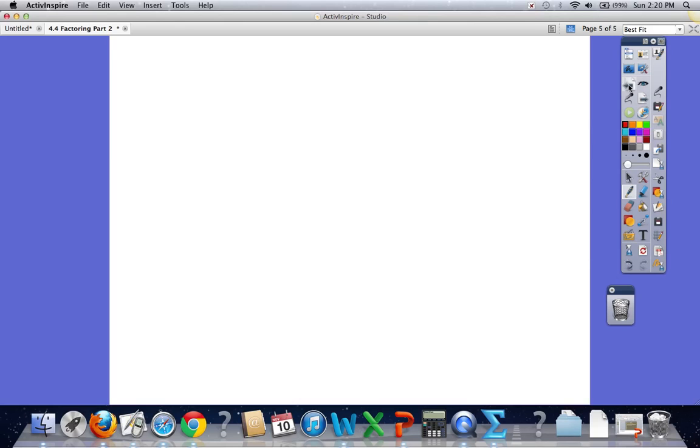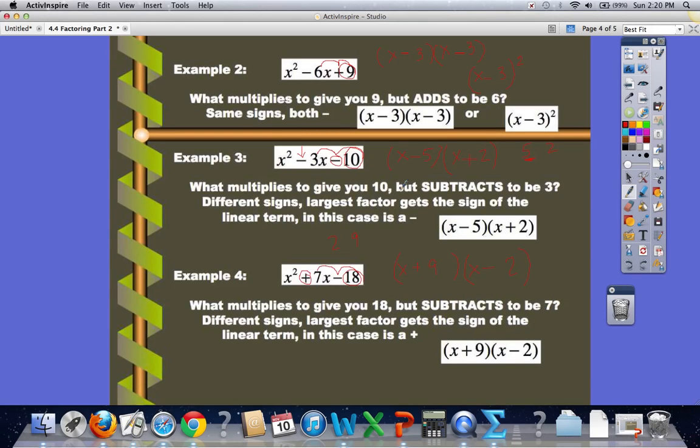And that's it for this section. Very, very simple. I'm going to give you lots of practice on these. Just remember, it's the signs that make the biggest difference. So if you remember those rules, this will be a super easy section for you. And I will see you in class.